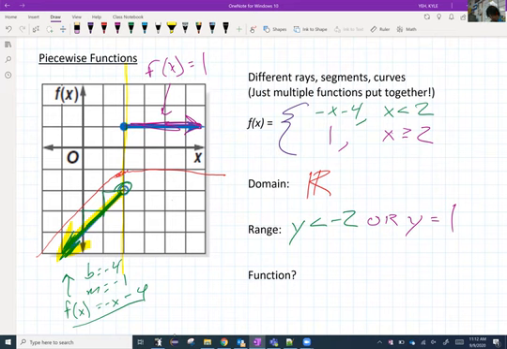But then I don't hit -1 or 0 or 1, or I do hit 1, excuse me. I don't hit anything in this region until I get to 1. And I don't hit anything above 1 either. So y is less than -2, that takes care of the green ray, or y equals 1, that takes care of that magenta ray. Is it a function? Yes. Vertical line test, you can visualize it. You can only ever hit it once, that makes it a function.